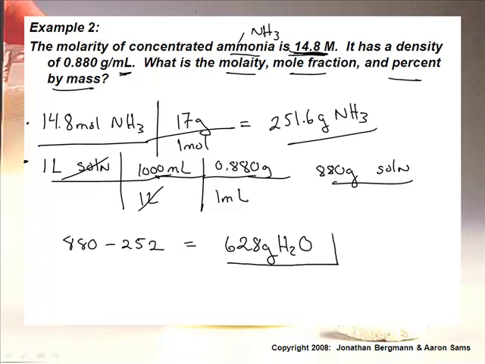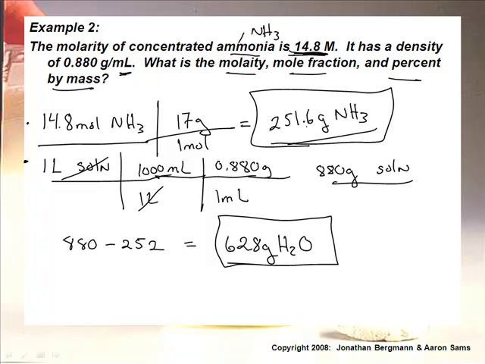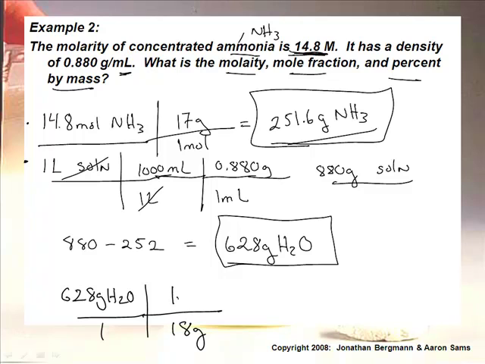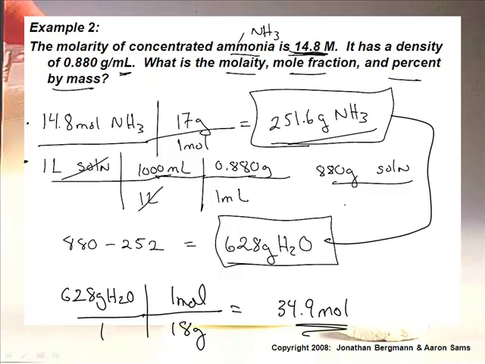Now that's important. Now that I have the grams of water and the grams of ammonia, I can now do some problems. The other thing that's going to be helpful in solving this is it's nice to have the moles of the water. So if I have 628 grams of water and I want to convert to moles, there's 18 grams in 1 mole. And of course Mr. Sims has already gotten that moles: 34.9.